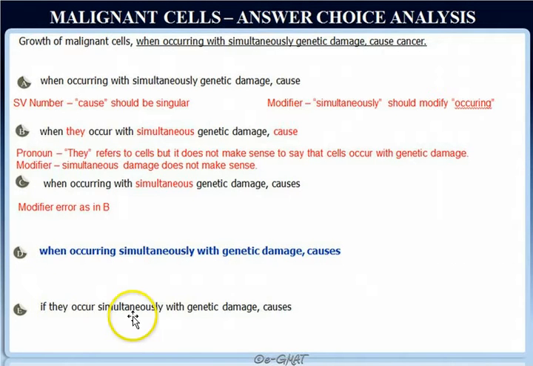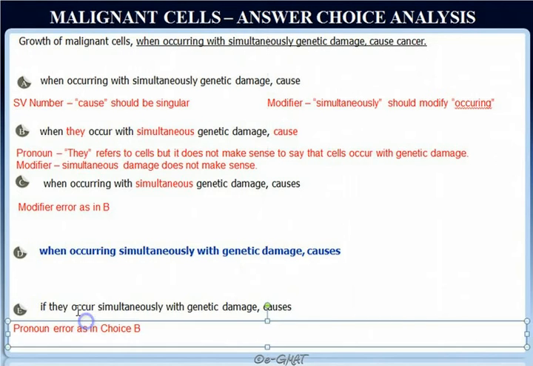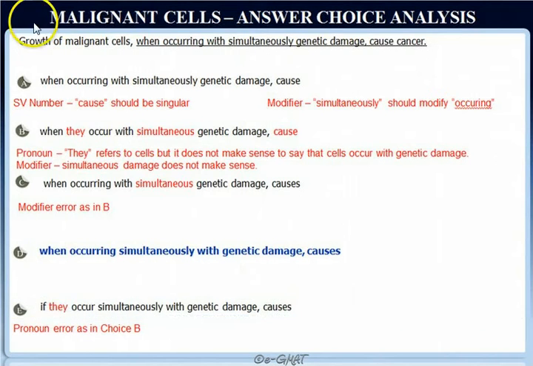Then choice E, if they occur simultaneously with genetic damage causes. So again, this choice also has the same pronoun error. They refers to malignant cells, and that's not logical. So choice D is the correct answer.